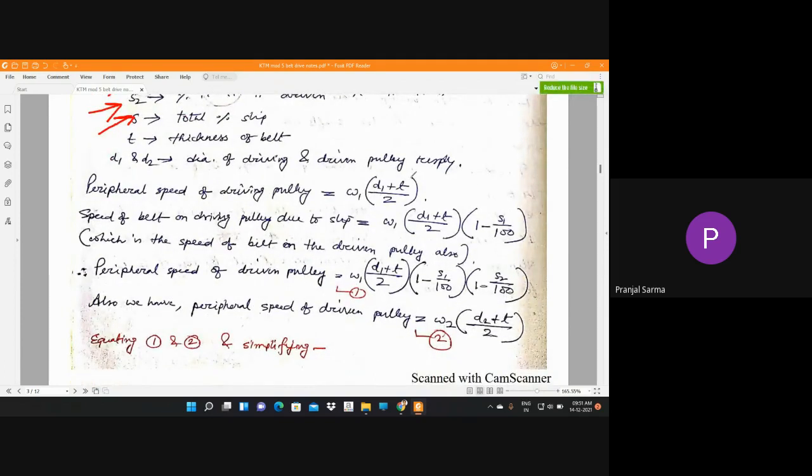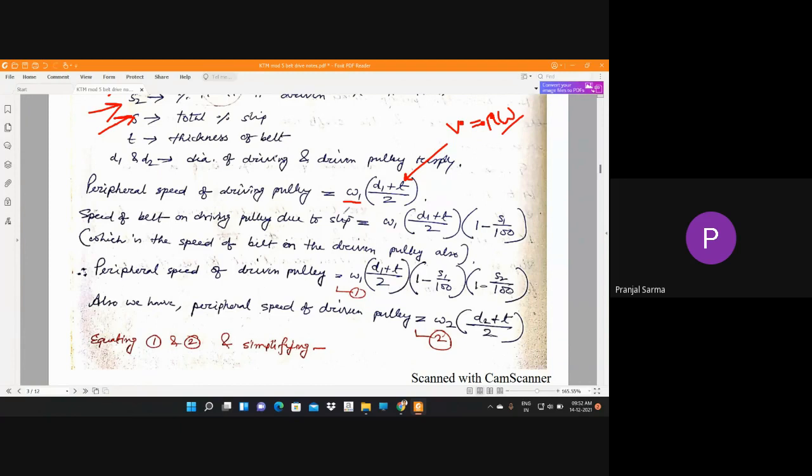Now we already know the expression v equals r omega. A similar expression for finding the peripheral speed of the driving pulley will be valid. If we consider the thickness of the belt, then for the driving side, d1 is the diameter of the driving pulley, and the effective radius becomes (d1 plus t) divided by 2. And omega is already considered as omega 1. So the peripheral speed of the driving pulley is omega 1 into (d1 plus t) divided by 2, considering the thickness. Otherwise it would have been only d1 by 2.